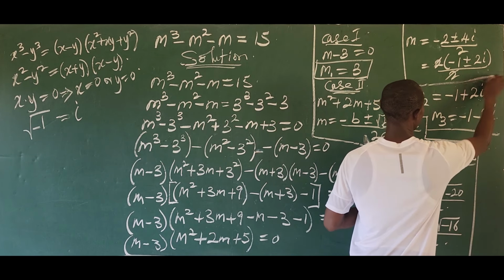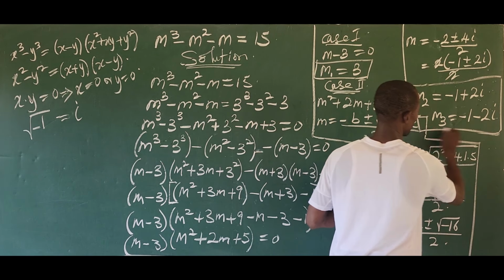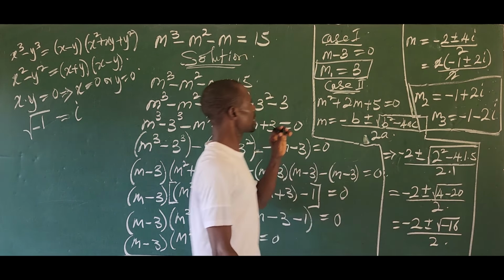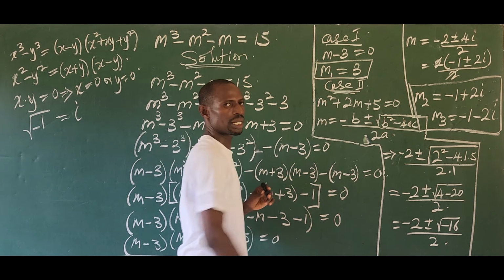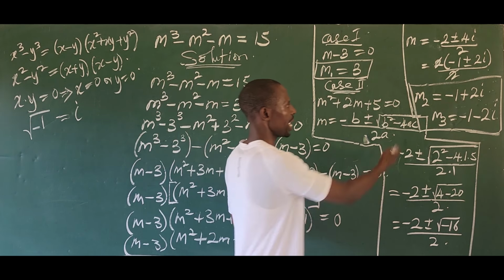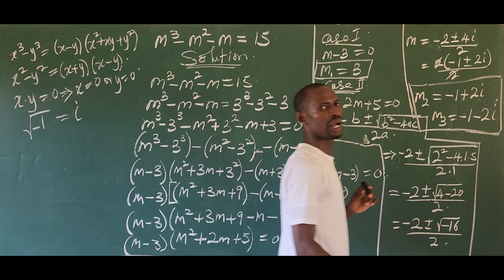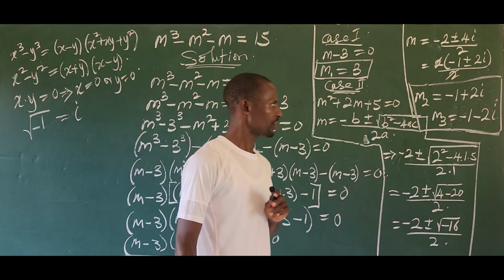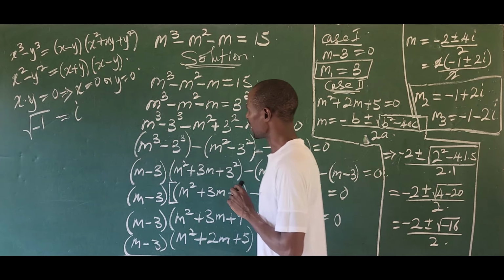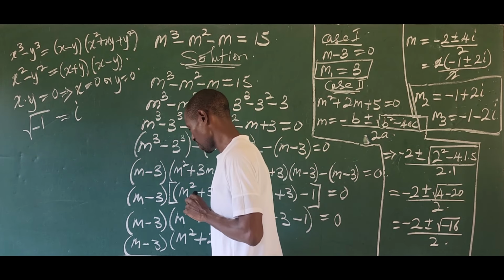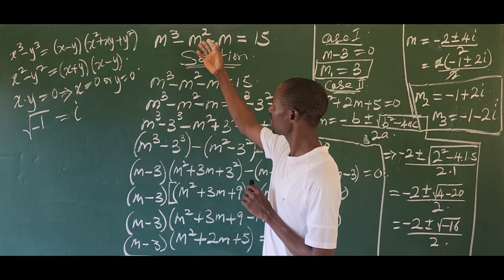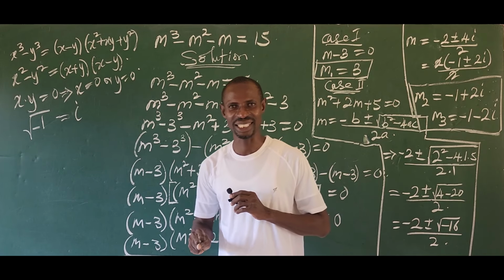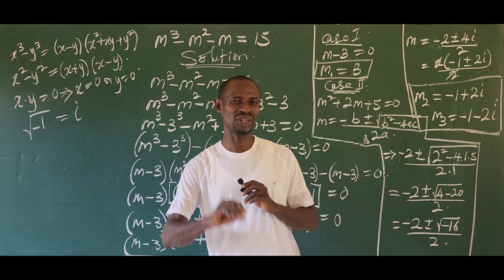So these are the 3 roots to our challenge. The first one is m1, which is positive 3. The second one is m2, which is minus 1 plus 2 iota. And the third one is minus 1 minus 2 iota. Those are the 3 roots that actually satisfy this third degree polynomial equation.